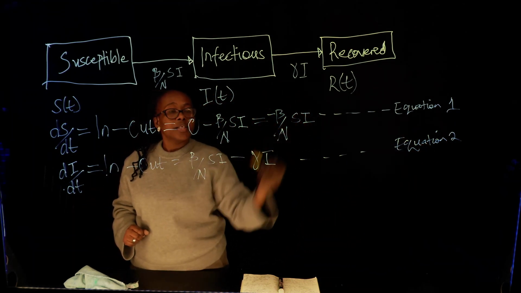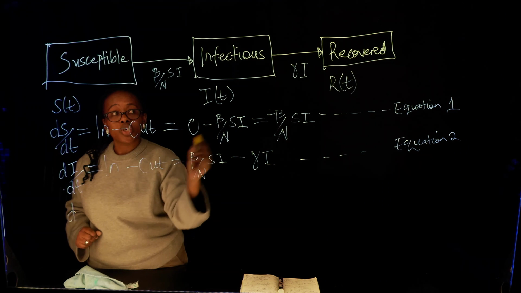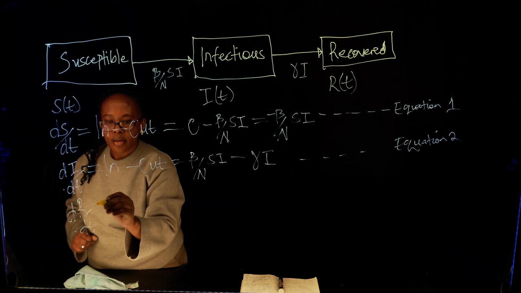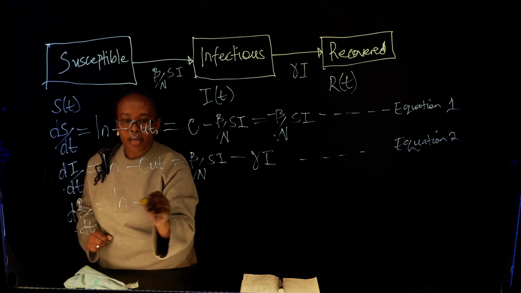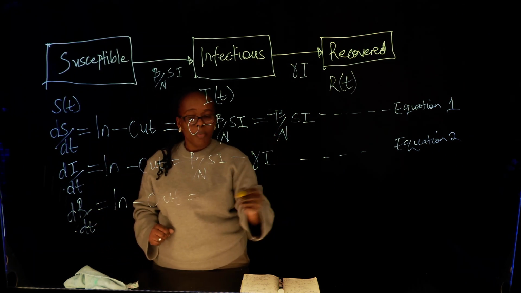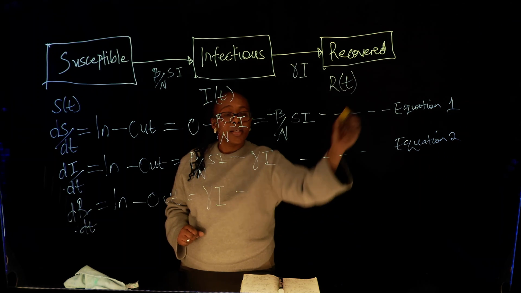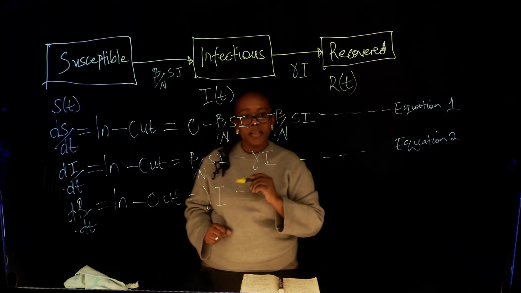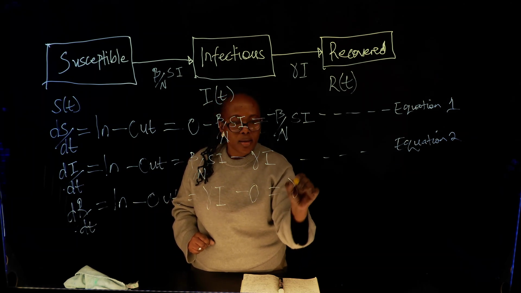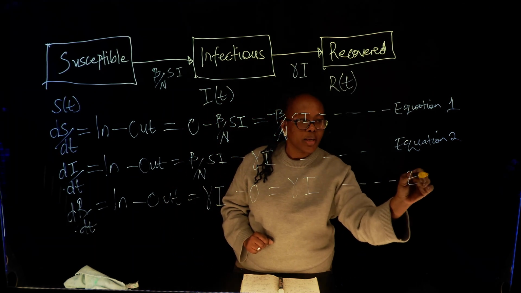Then we look at the recovered compartment, so we have the rate of change dR/dt, which also has in and out. Those coming into the recovered compartment are gamma I, minus 0, because remember we said no one dies from the disease. So this is 0, giving us gamma I. And this takes us to equation 3.